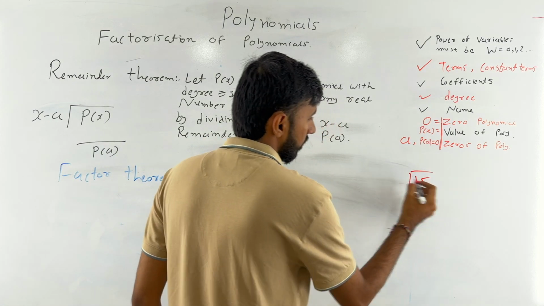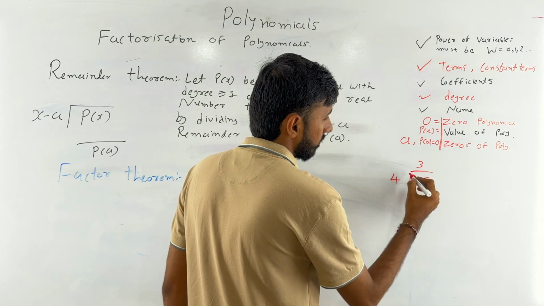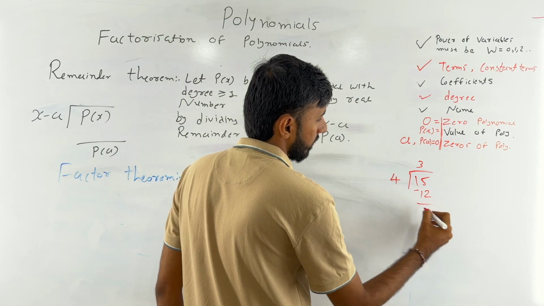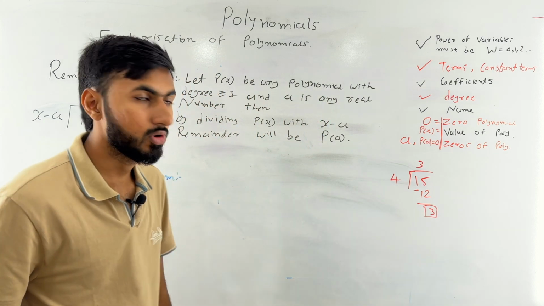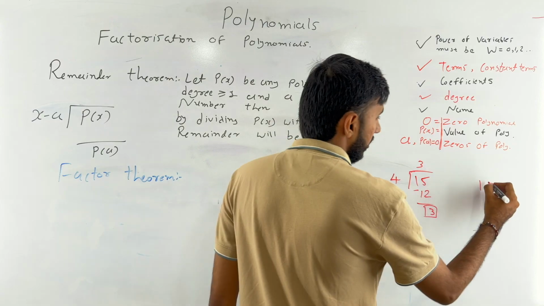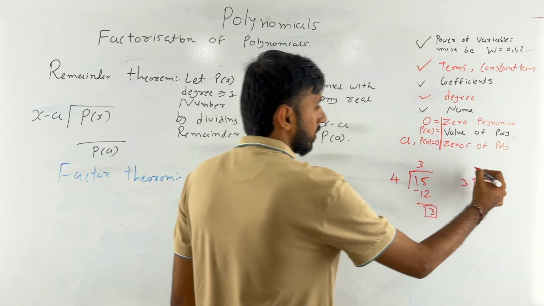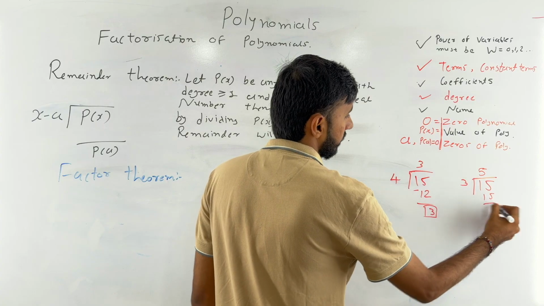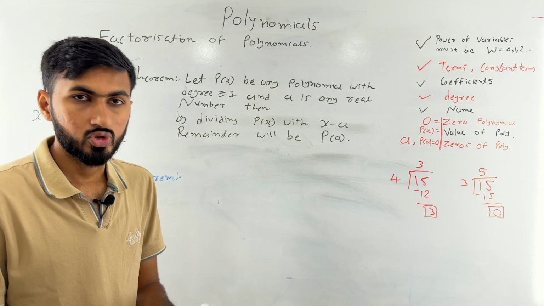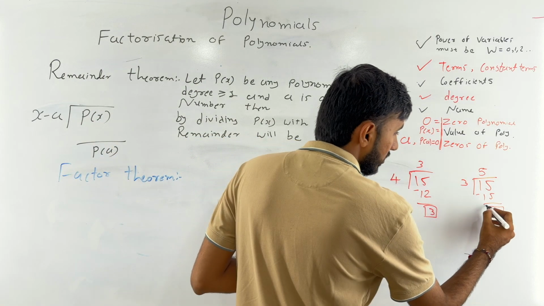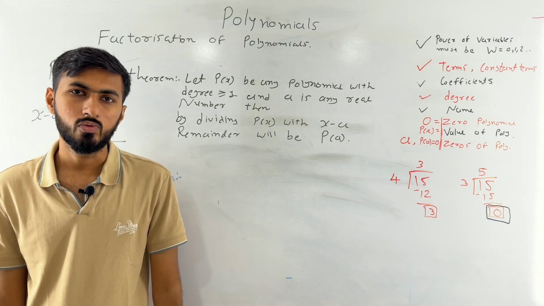I have taken an example of 15 divided by 4 in the remainder theorem, right? So my quotient will be 3. I have to write 12 here and my remainder will be 3, right? So this is 15 divided by 4. Now what if I divide 15 by 3? So I have to write quotient as 5. 3 5s are 15. So my remainder will be 0, right? So factor theorem is a special case of remainder theorem when you get the remainder equal to 0, right?